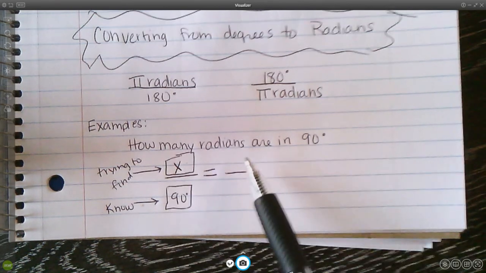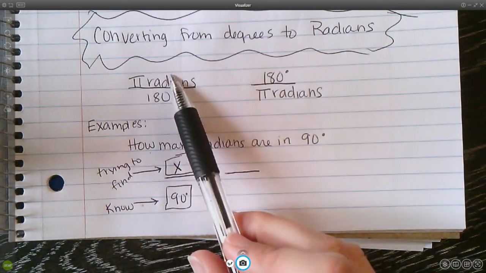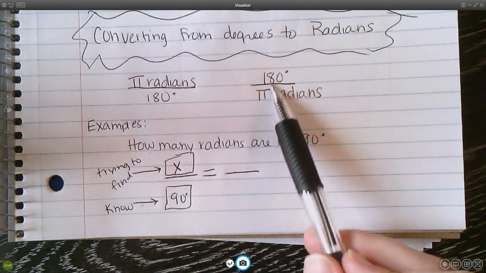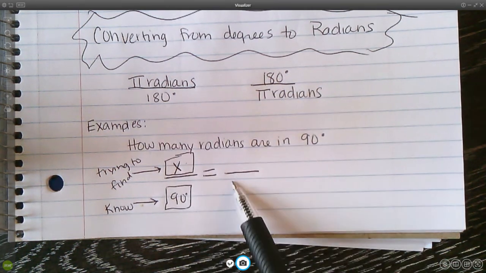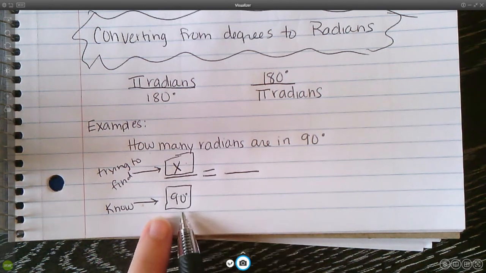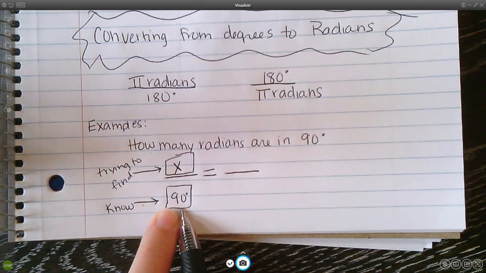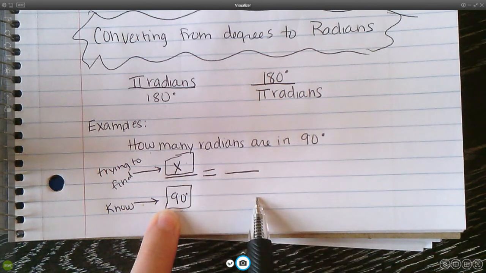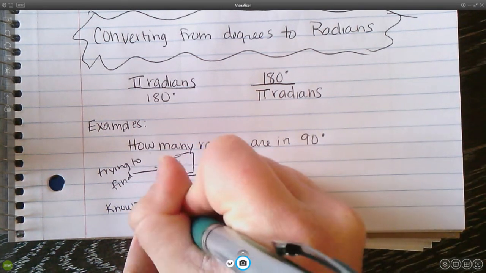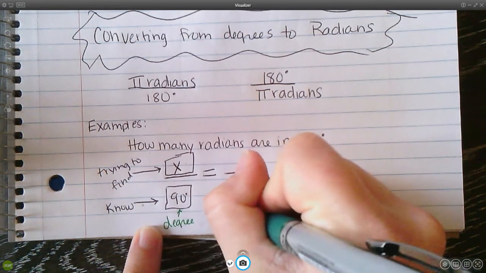So now when you set up this ratio, we are either going to put this right here, or we're going to put this one right here. So now to figure out which one it is, your degrees have to either both be on the top or both be on the bottom. So since you have degrees on the bottom here, you have to have degrees here.